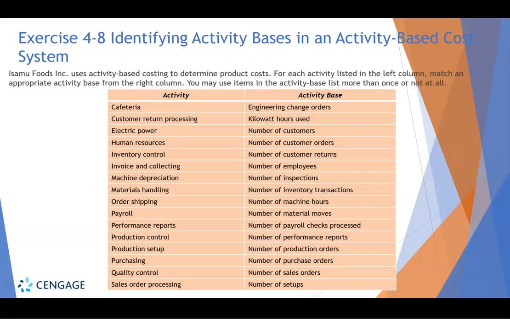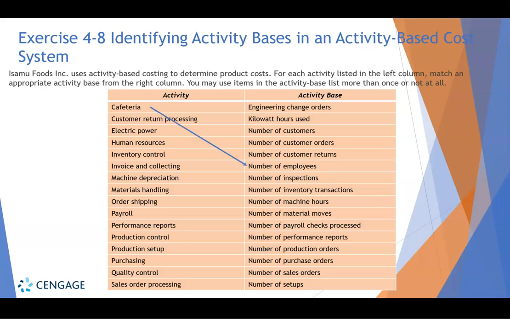Here, let's look at this exercise. This allows us to just get an understanding of how we come up with the base for activities. Isamu Foods uses activity-based costing to determine product costs. For each activity listed in the left column, match an appropriate activity base from the right column. You may use items in the activity base list more than once or not at all.